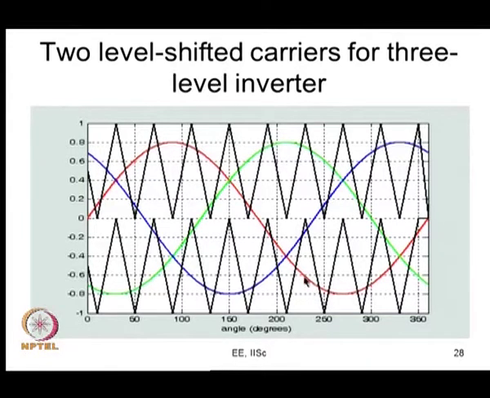So, VRO will be minus VDC by 2, and you take anywhere in between, like for example here. So, MR is less than one carrier, but greater than the other carrier. In that case VRO is equal to 0. So, S2 and S3 will be on, the middle 2 switches will be on in the R phase.